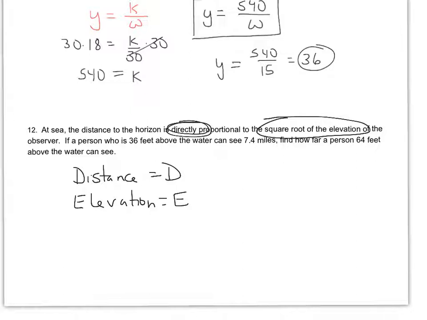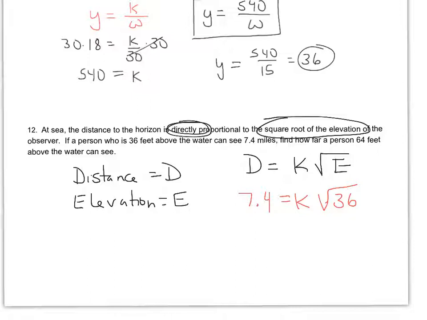Now, interestingly enough, when it says this direct variation, I know it says the distance is directly proportional, so d equals k times, but instead of just E, it's the square root of E. Okay? It could say square, it could say cube, it could say anything. In this case, it just says square root. So now the rest will work pretty similar. We'll find k, we'll plug in, and then we'll find our value. So it says a person who is 36 feet above the water, so that's my elevation. So I'll plug in 36 for my elevation, can see a distance of 7.4 miles.